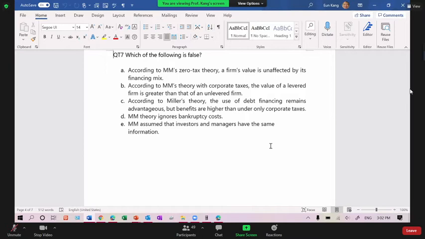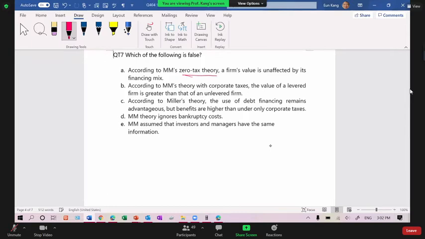This problem is to try to give you points. It's supposed to be an easy one, a giveaway question. According to MM's zero tax theory, a firm's value is unaffected by its financing mix. That's correct, right? VL is VU.